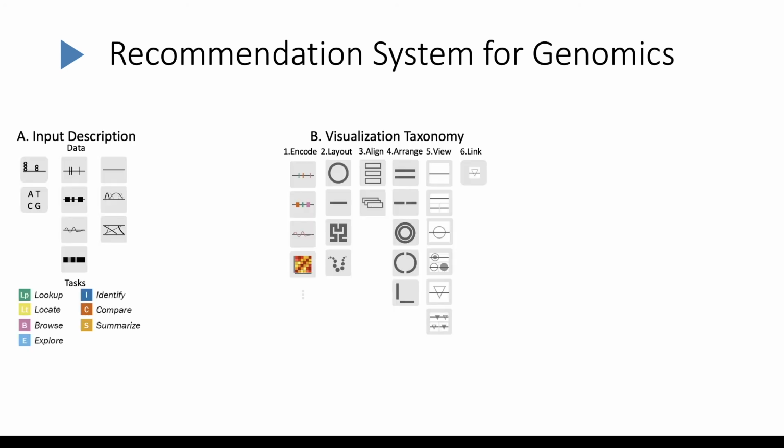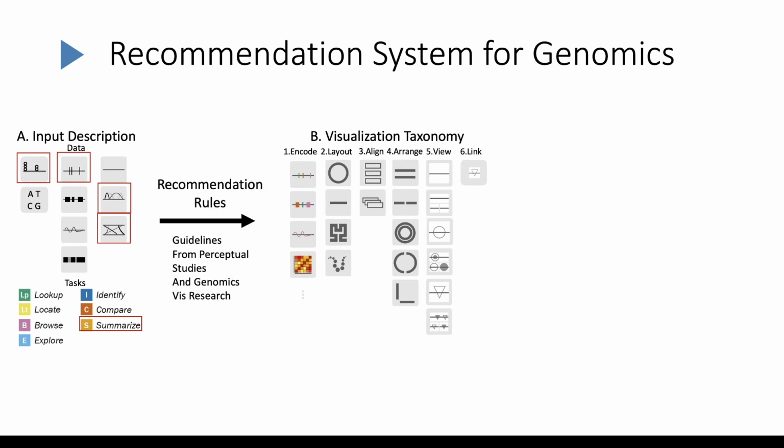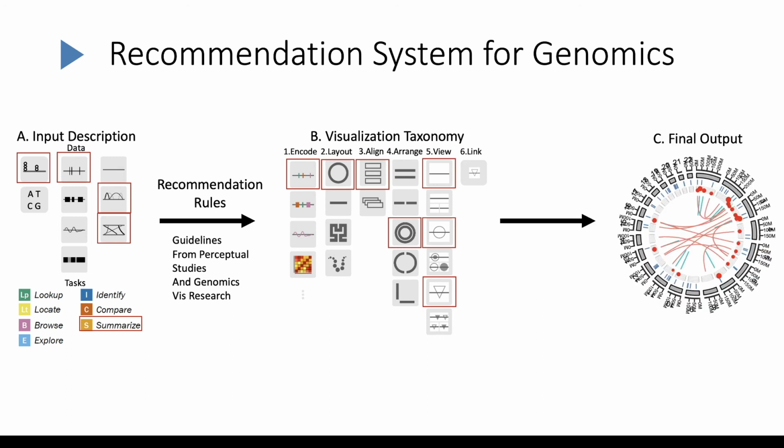There are two main components of the recommendation system: the input space and the visualization taxonomy. The goal of the recommendation system is to map the data and task input to the appropriate parts of the visualization taxonomy. For this mapping, we have developed recommendation rules by surveying perceptual guideline information in the visualization research. Once the input data and tasks are mapped to the appropriate parts of the visualization taxonomy, then, using the taxonomy, we can identify the most appropriate visualization technique.